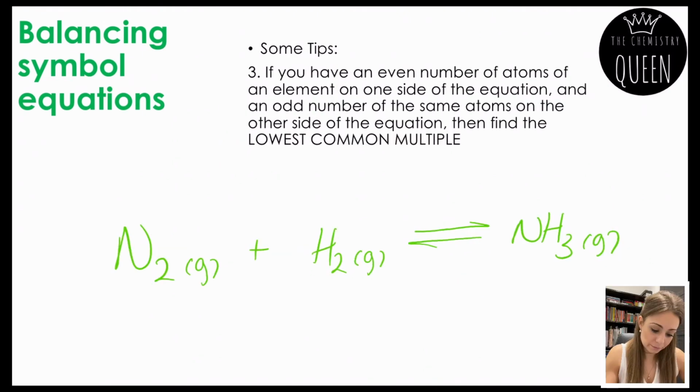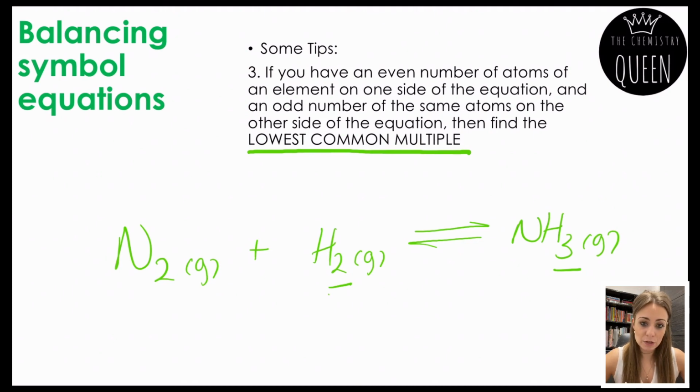My final tip for balancing symbol equations is this one. If you have an even number of atoms of an element on one side of the equation and an odd number of the same atoms on the other side of the equation, you can find the lowest common multiple. In this example, we've got nitrogen reacting with hydrogen to make ammonia, NH3. And we can see that on the left-hand side, hydrogen is diatomic, so I've got 2 hydrogens. But on the right-hand side, in the compound, it's NH3, so there are 3 hydrogens.